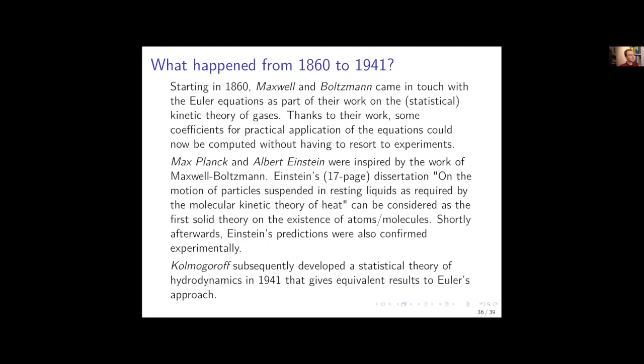And what else do we have? Somebody else, Kolmogorov, also a very interesting, very good mathematician. He was very big in probability theory and statistics. And so, of course, being big in probability theory and statistics, he developed his own statistical theory for hydrodynamics, and the results are more or less equivalent to the approach that Euler took with PDEs. I think it's very interesting. And that was in 1941. So that was about 80 years ago.